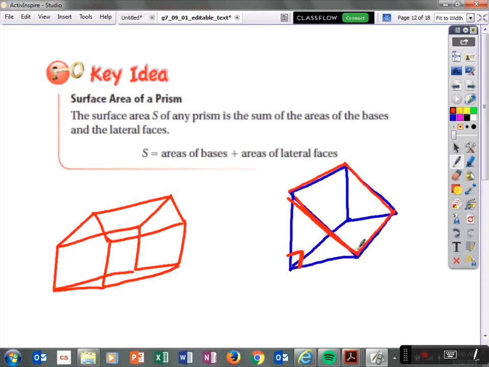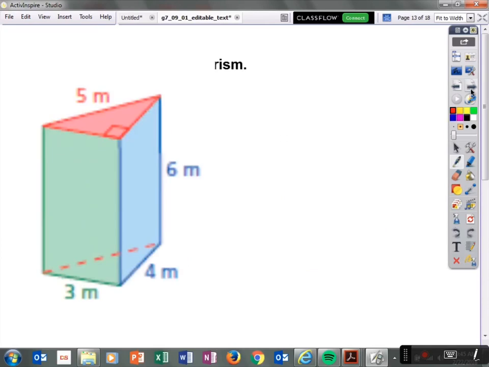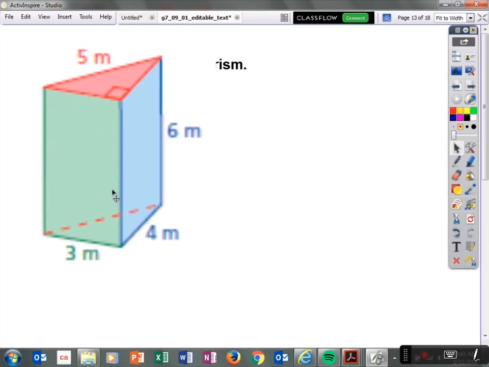Now, there is no special formula for a triangular prism. In order to find it, we are going to have to take the entire thing apart, redraw all the shapes, at least until you get good at it, and then add them all together. So we always start with our bases. Our bases are what? 5 and 3.